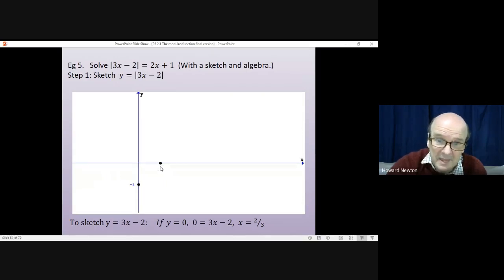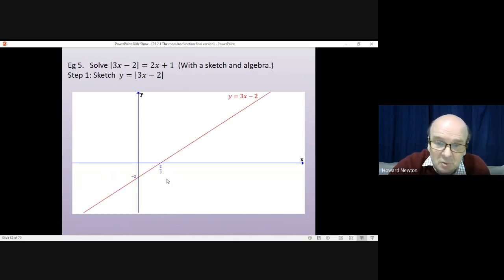That'll be about there somewhere. Again, I'm not worried about exactly where it is. There is no scale on this. And having chosen where I've put it, I do then label the point 2/3. And I can join those points together and I can get the straight line. So that's a sketch of y equals 3x minus 2. It goes in that direction. And I know that it crosses the x-axis at 2/3. I know it crosses the y-axis at minus 2. That's all that matters. Nothing else does.